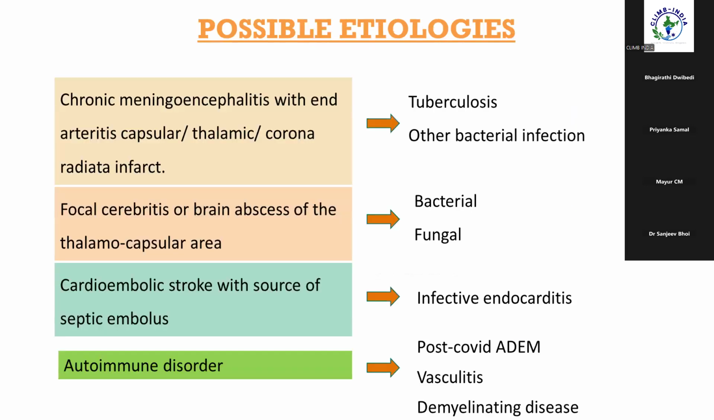With this localization and history, we thought of possible etiologies: a chronic meningoencephalitis with endarteritis, probably with infarct in the internal capsule, thalamus, or corona radiata, due to either TB or other bacterial infections; or a focal brain abscess or cerebritis in the thalamocapsular area due to bacteria or fungus; or a cardioembolic stroke with a source of septic embolus secondary to infective endocarditis; or an autoimmune disorder, since the patient had COVID about a month earlier, such as post-COVID vasculitis, post-COVID ADEM, or demyelinating disease.